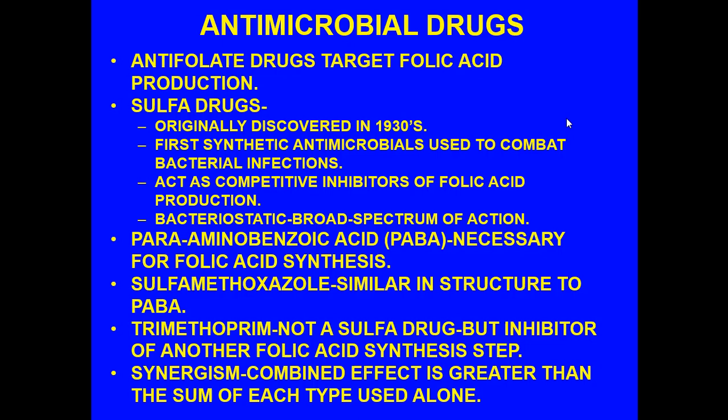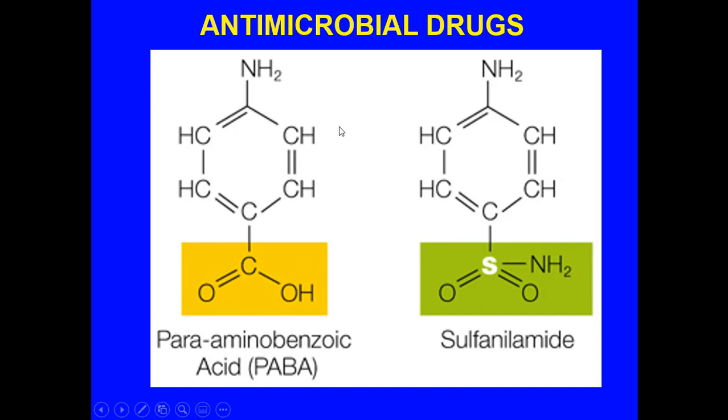Now, there's another drug called trimethoprim, which, although not a sulfa drug, is also an inhibitor of another folic acid synthesis step a little bit further down. And together, these two drugs, trimethoprim and sulfamethoxazole, have a synergism, a combined effect that's greater than the sum of each used alone, which pretty much puts the cell into stopping all the mechanisms.